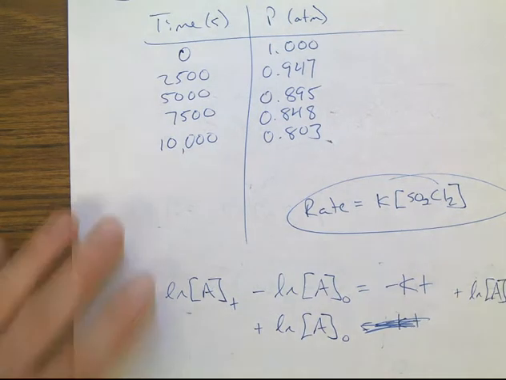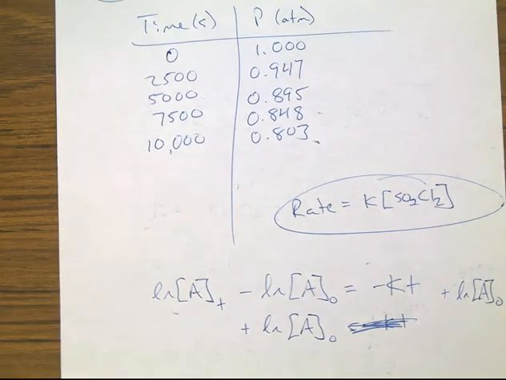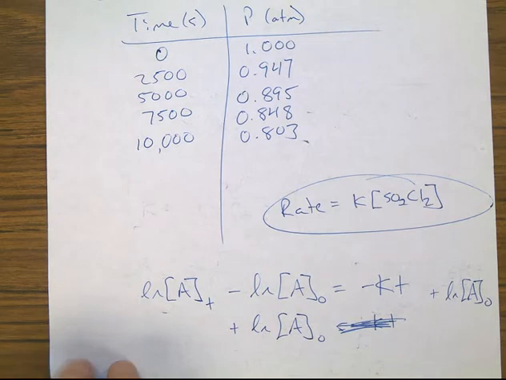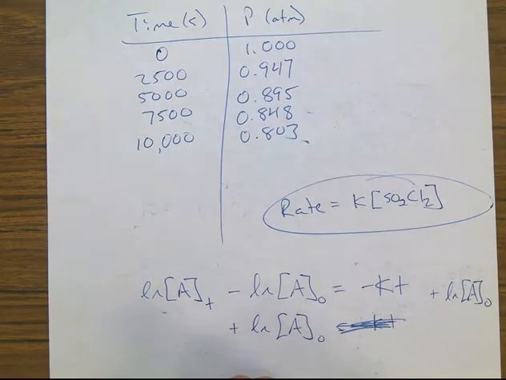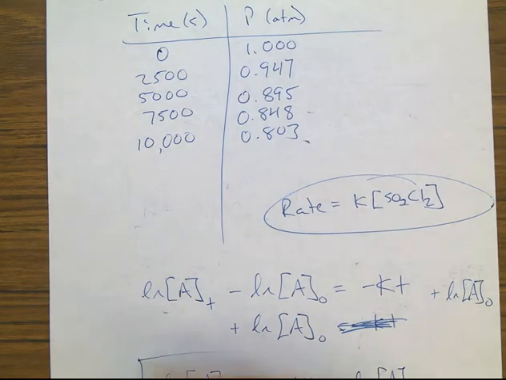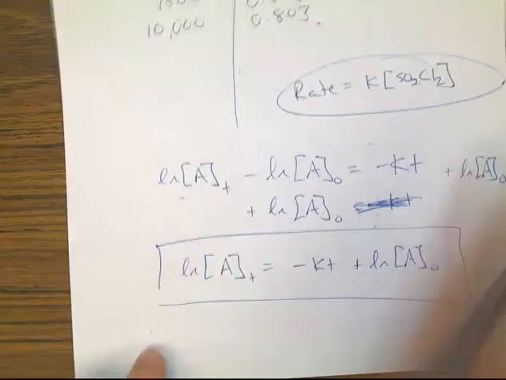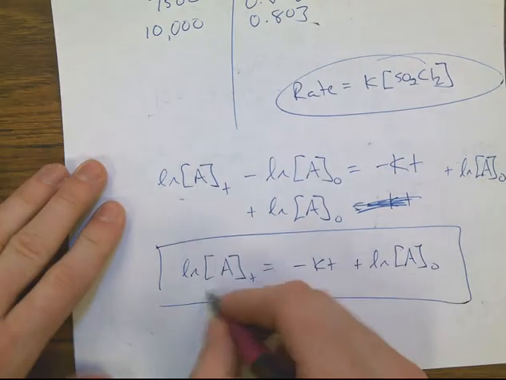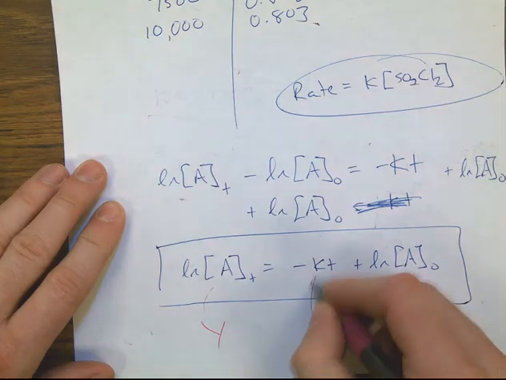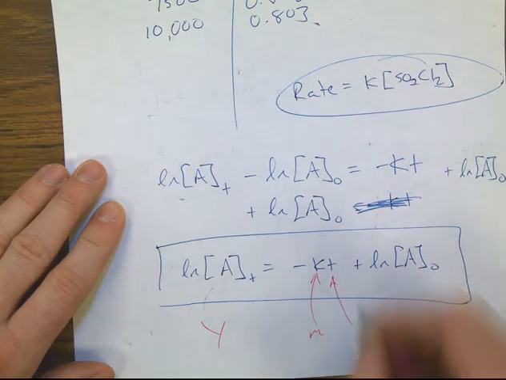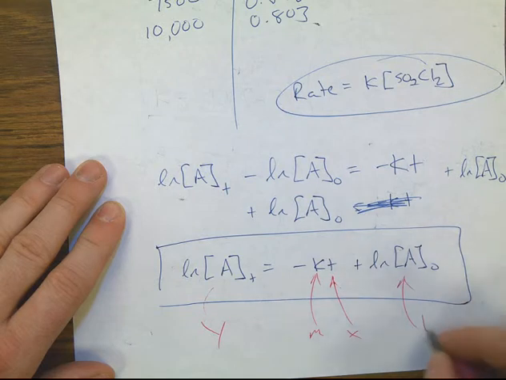A little typo there. All right, now I'm going to rewrite this equation. So it's going to be the natural log of A at time t is equal to negative kt plus the natural log of A sub 0. All right, so when I look at this, what's cool about it is that this is y, that's m, that's x, and this right here is b.